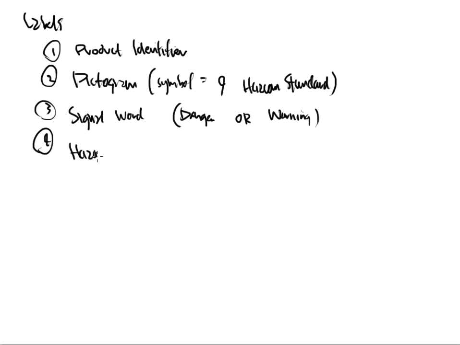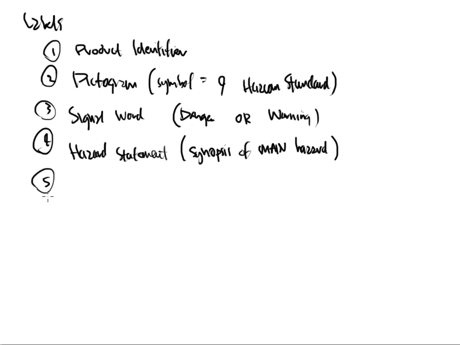Next is what we would call a hazard statement. It's basically a synopsis of what we would call the main hazard. For instance, reacts with water. If there's something pretty important or pretty drastic that we need to know about the chemical, then that statement is typically printed on the label somewhere. And it's typically all caps. It's typically all bold. It's not a requirement to be that way, but that's typically how we would see it.